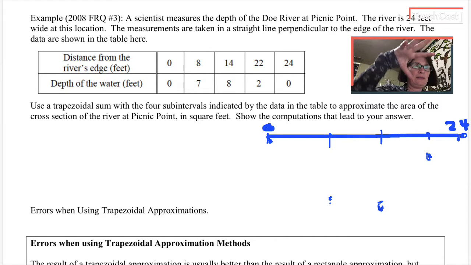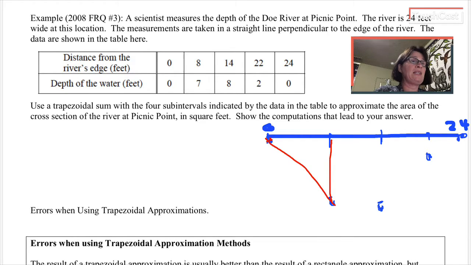So you can imagine flipping this up so that you could think about the rectangles, but really I'm just trying to find the area of this cross section of water. I'm going to use a trapezoidal sum, which means trapezoids instead of rectangles. So I'm going to average that height of 0 and that height of 8. Notice that when one of the heights of your trapezoid is 0, you end up with a section that looks like a triangle. This is going to be my next trapezoid.